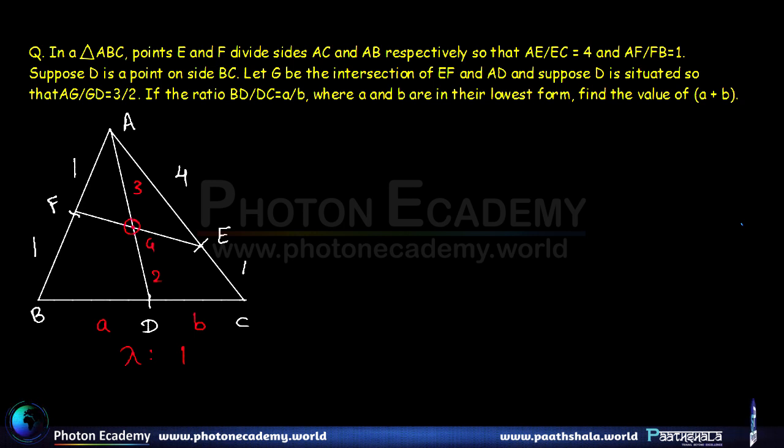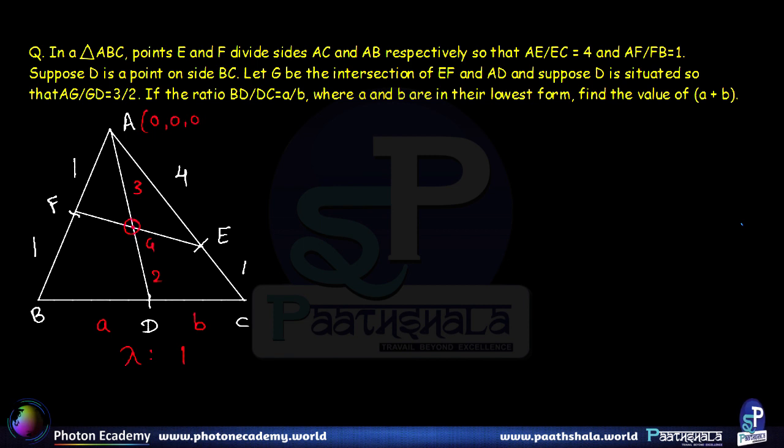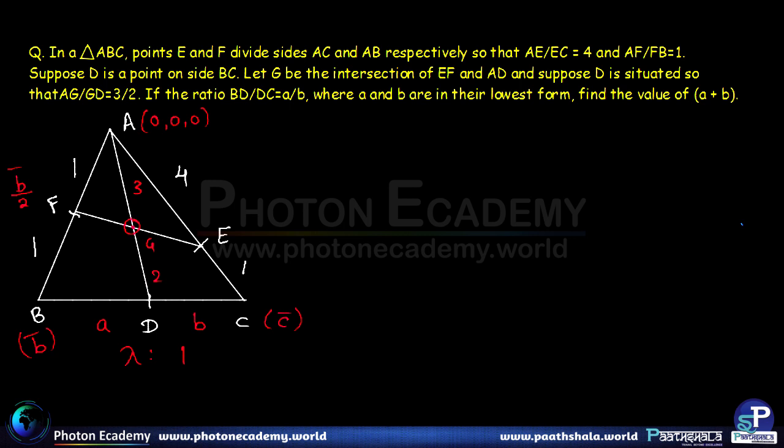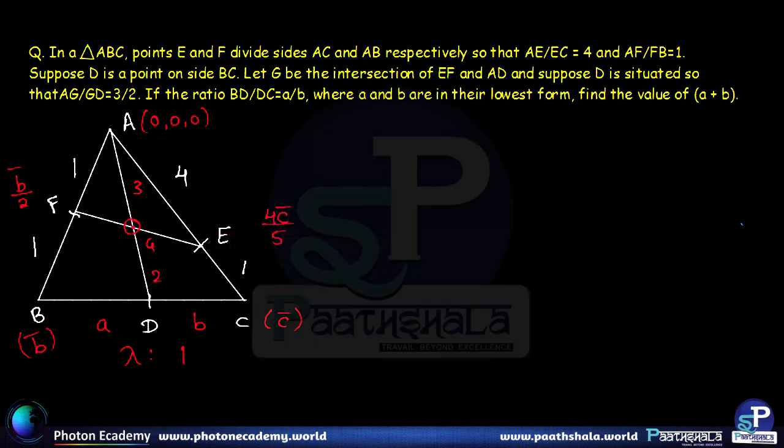And they have not said anything about the coordinates of any of the points, so we will just assume our own coordinates. So let A be the origin 0, 0, 0. Let the position vector of C be C bar, B be B bar. Then the position vector of F will be B by 2 because F is the midpoint of AB. And using the section formula we can find out the position vector of E. It is 4C plus 1A upon 4 plus 1. So 4C is this, 1A will be 0, upon 4 plus 1 is 5.